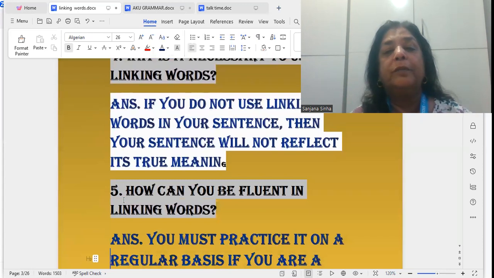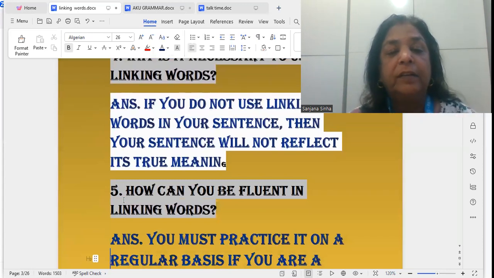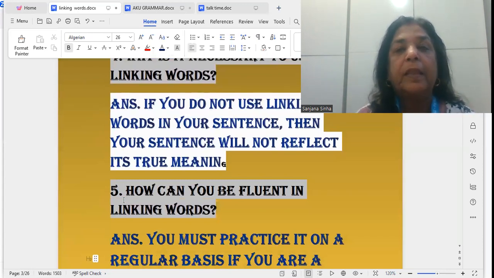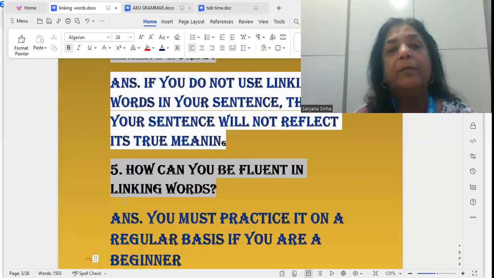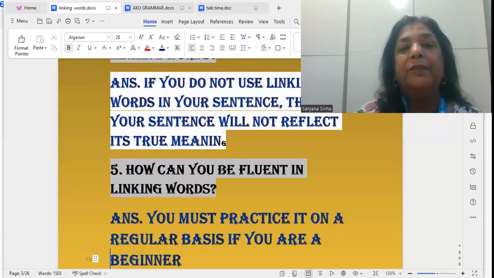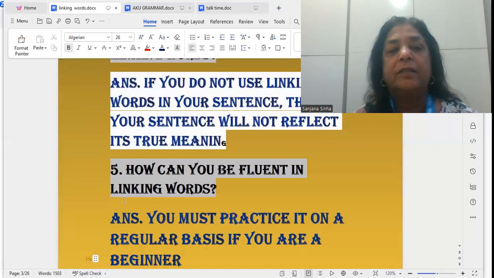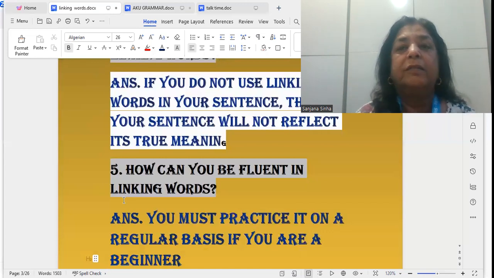Number 5, the most important question for you. How can you be fluent in linking words? Fluency follows practice. You must practice it on a regular basis. If you are a beginner, it is very important. Like if I ask you to describe your daily routine or what do you do on vacations, how will you start? First of all, I plan out an agenda.